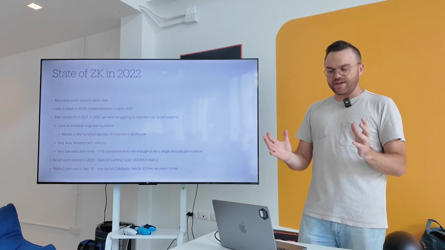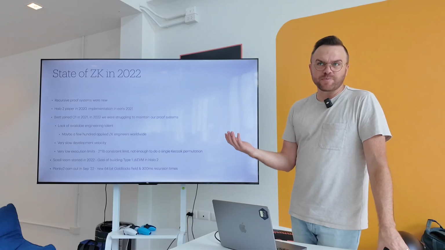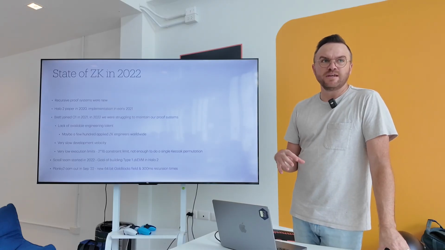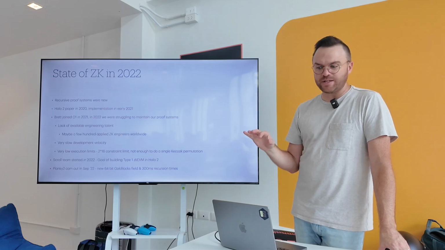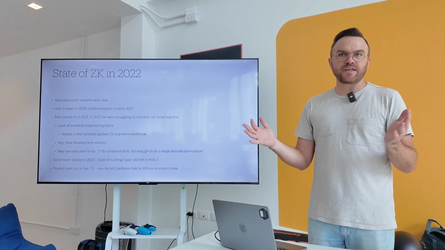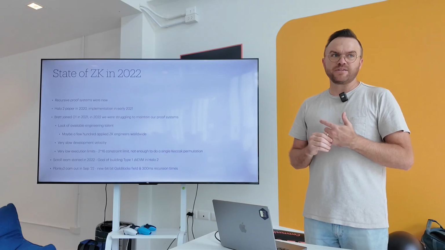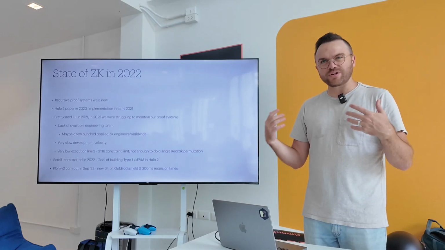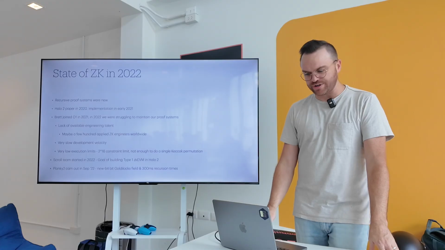And so the way that the proof system works in Mina is you can only have up to 2 to the 16th constraints in any given circuit. So that's about 80,000 constraints. It's a very low constraint limit, not enough to do even a single Keccak permutation. And so just again, very bogged down in the technology, hard to build.